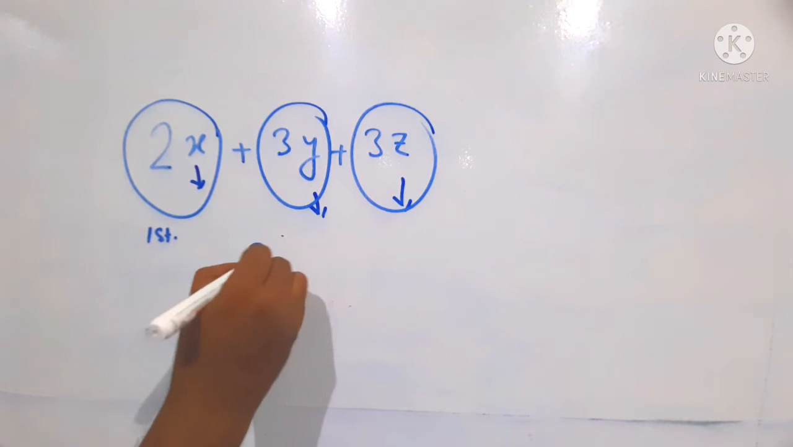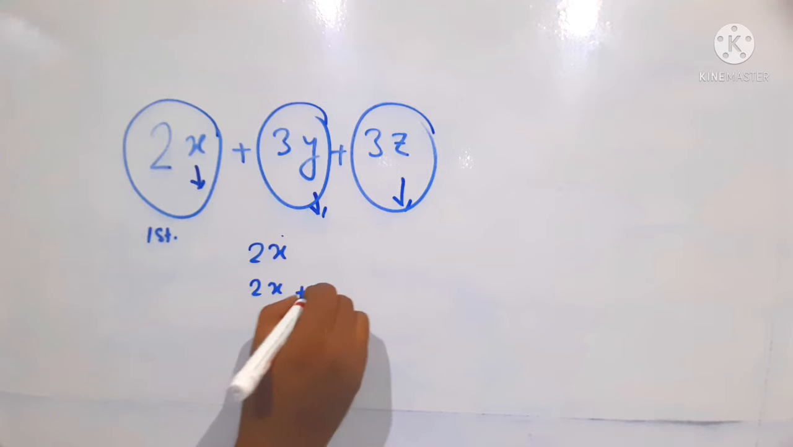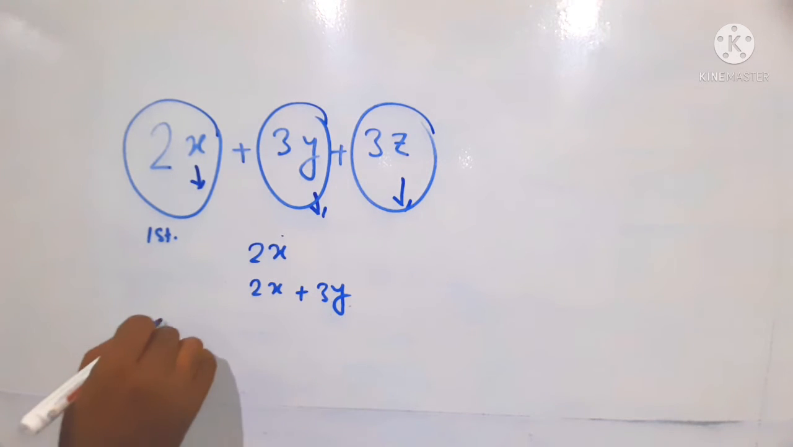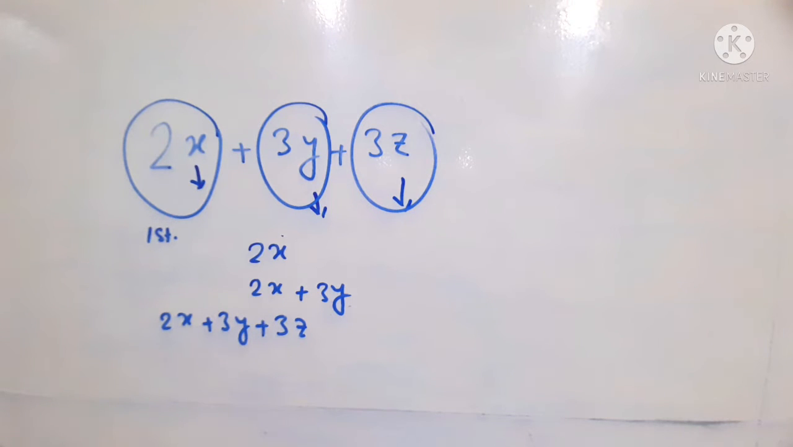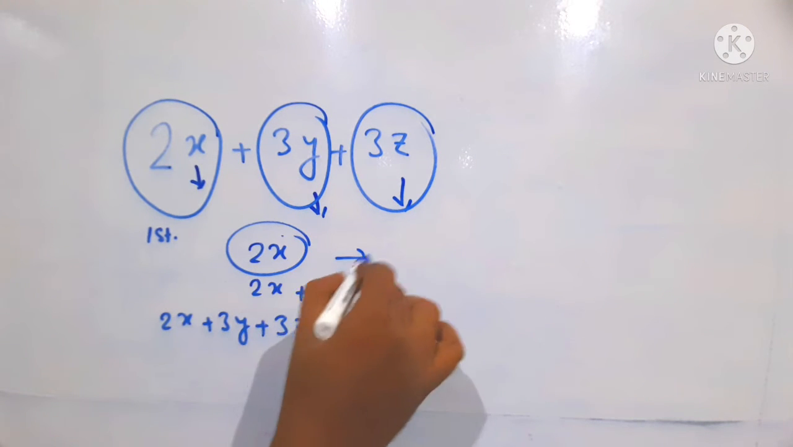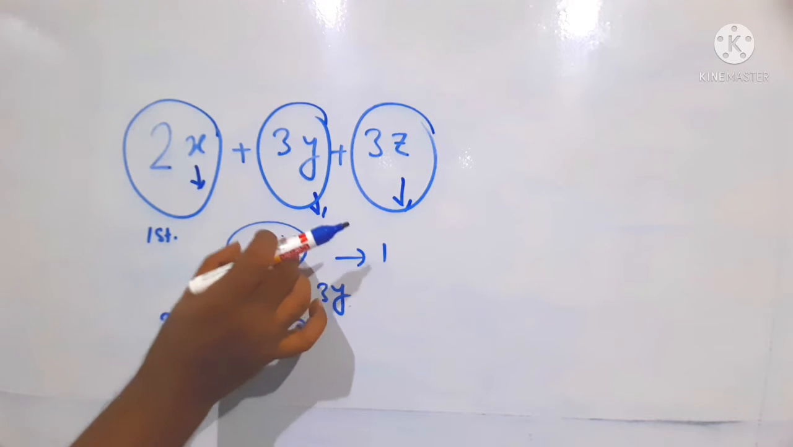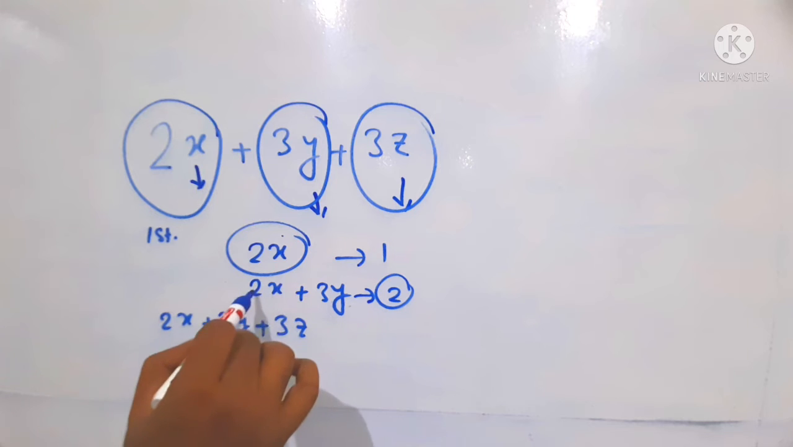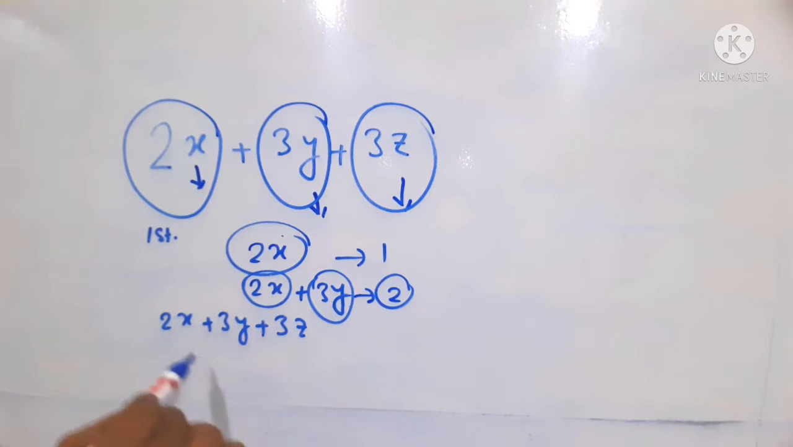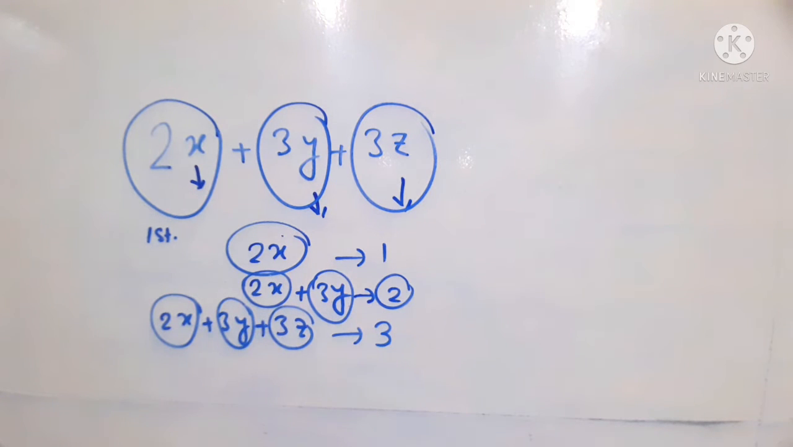So when you write only 2x, then you can write 2x plus 3y. Then you can write 2x plus 3y plus 3z. How many terms here? 1. This is a single one. And 2x plus 3y, how many terms here? 2. This one and this one. And this is 1, 2, 3. How many terms? 3. Okay.